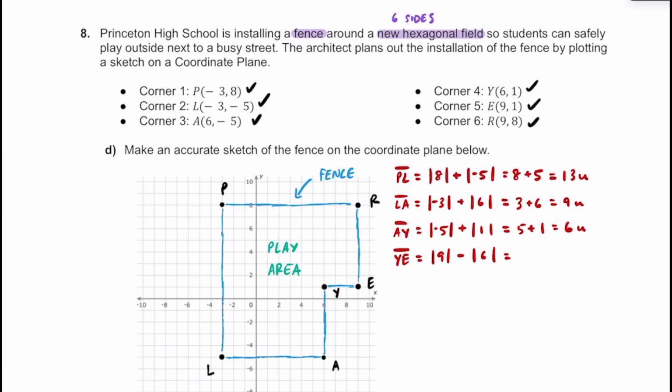So 9 minus 6, or the absolute value of 9 minus the absolute value of 6, which is 6. That's going to be 3 units apart from Y to E.